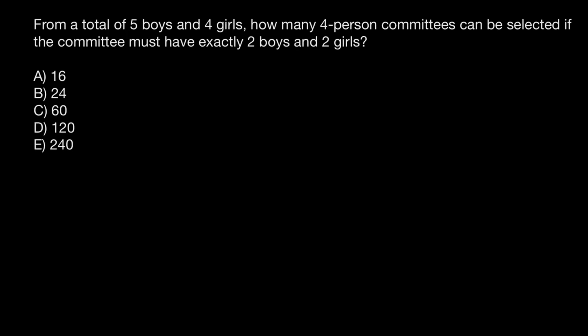So here's a problem. From a total of 5 boys and 4 girls, how many 4-person committees can be selected if the committee must have exactly 2 boys and 2 girls? As usual, I recommend you pause the video here and try to solve this problem on your own first, and when you are ready, you can run the video again and compare your answer with my answer and explanation.